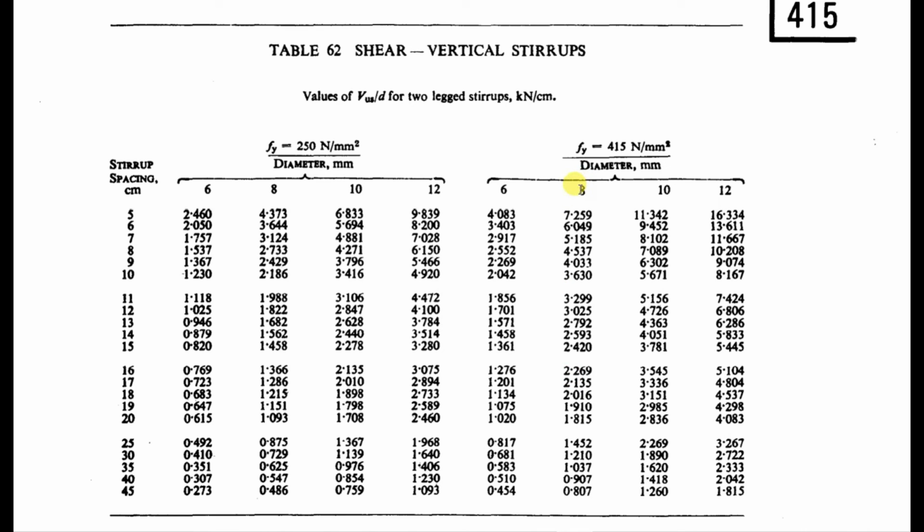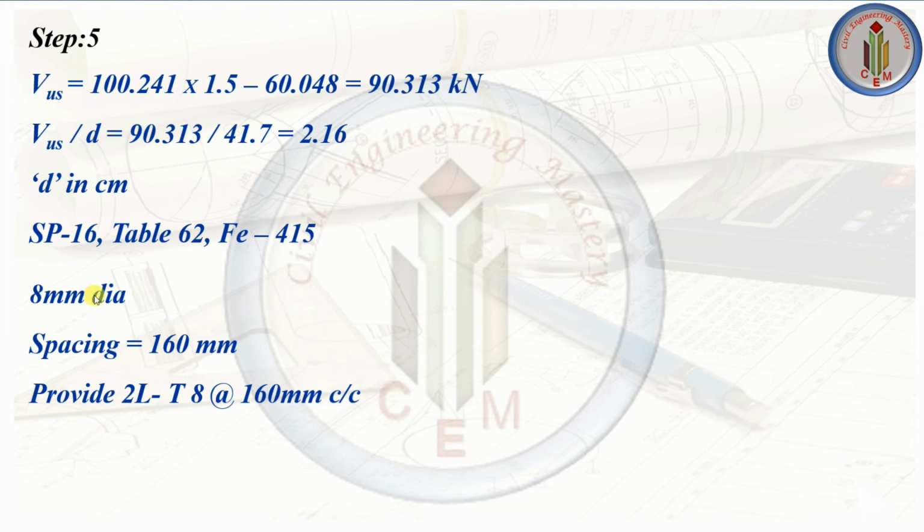So let's take the 8 mm diameter. Minimum 8 mm diameter we need to provide. 2.16 is our value, and we have 2.135 and 2.269, so let's take the higher side. 2.269 corresponds to 16 centimeter, that means 160 mm spacing. 8 mm dia bar, 160 spacing is given. So let's take this one, as we have seen in the code, 8 mm dia at 160 mm spacing. So two-legged 8 mm dia at 160 mm center to center. This is the stirrup reinforcement we are going to provide.